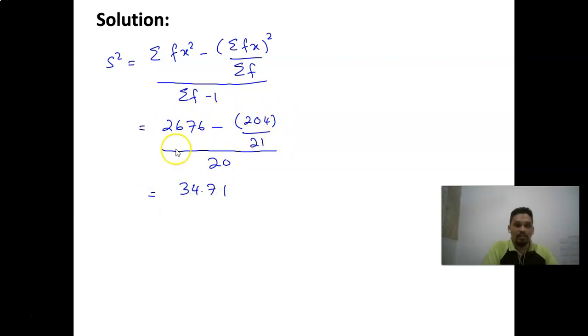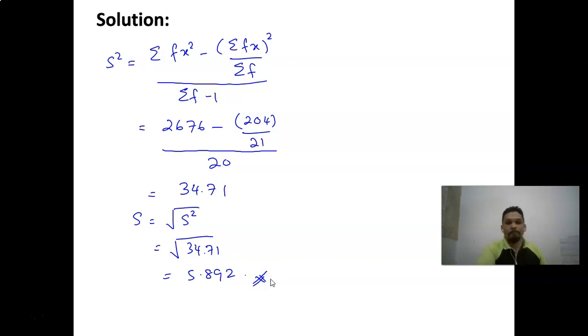is equal to 34.71. Use your calculator to get its answer here. And standard deviation equals the square root of variance, which is equal to the square root of 34.71, equal to 5.892. Okay.